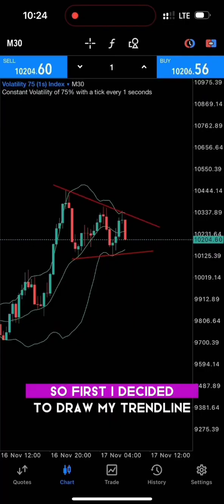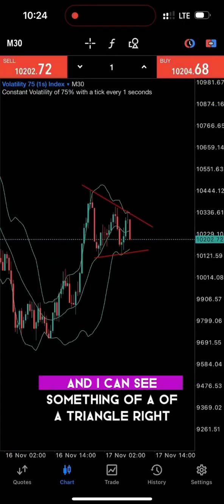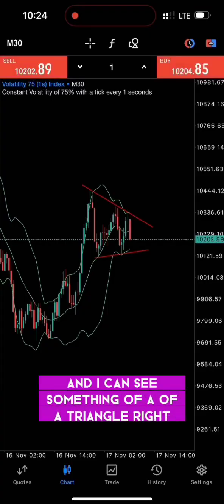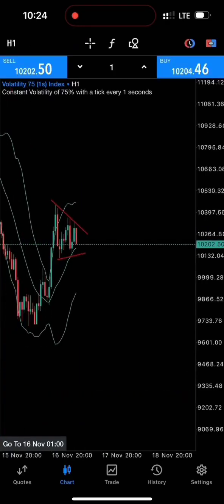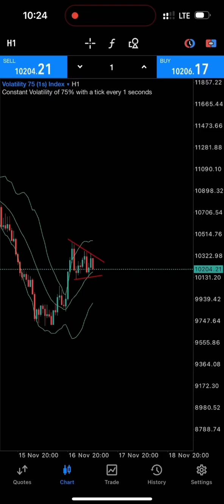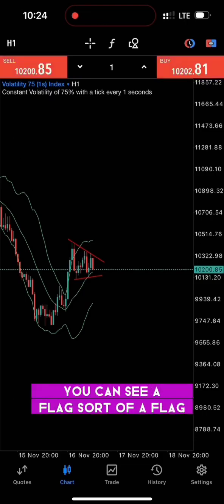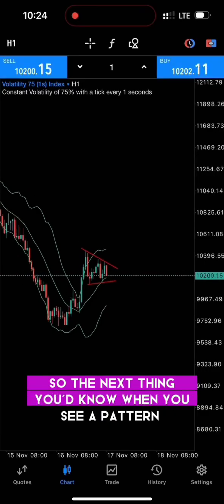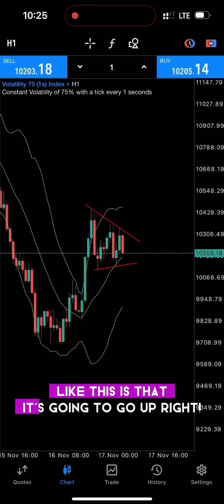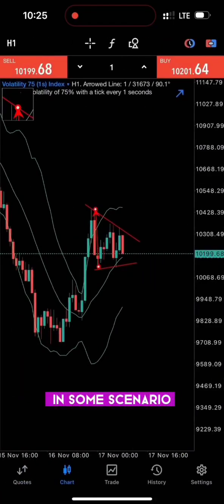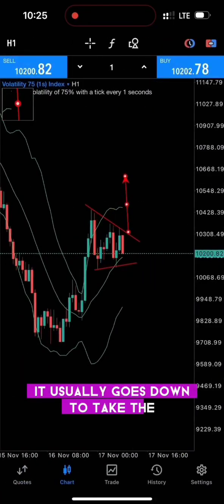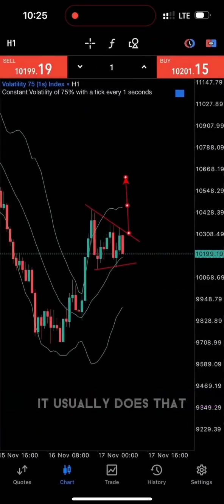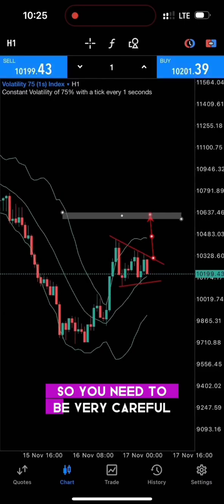First I decided to draw my trend line, and I can see something of a triangle, right? I'm sure you can see a flag. It's sort of a triangular flag. So the next thing you'd know when you see a pattern like this is that it's going to go up, right? In some scenarios, it usually goes down first to take the stop losses of the early buyers. It usually does that. So you need to be very careful.